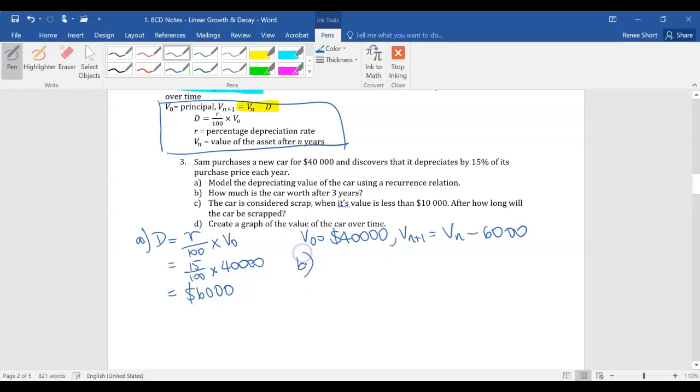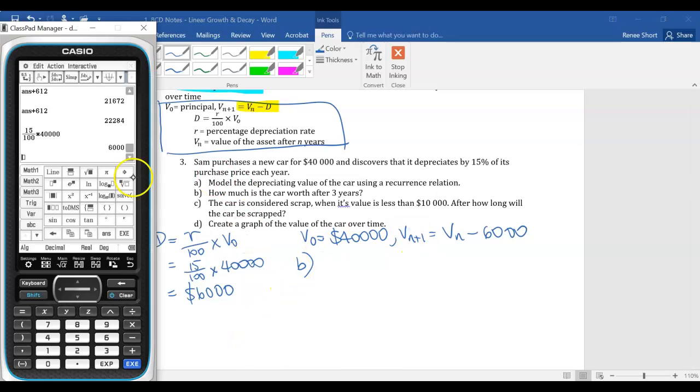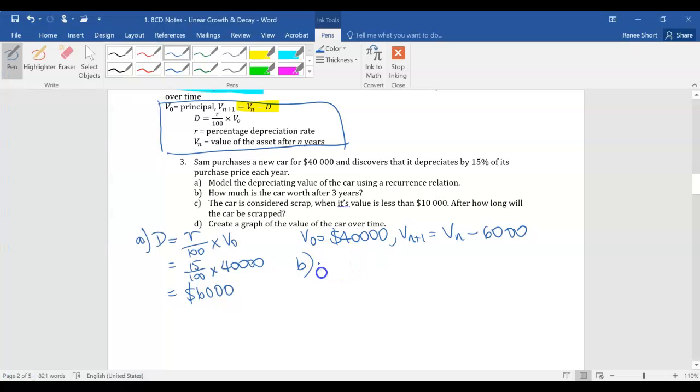Part B wants us to know how much the car is worth after 3 years. So again, we can then use that sequence formula where we type in the initial amount of 40,000 and then type minus 6,000. So after 1 year, 34, 2 years, 28, 3 years, 22,000. So we can see there that after 3 years, the car's practically halved in value. That's lost a lot of value.